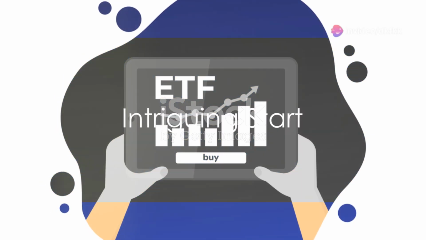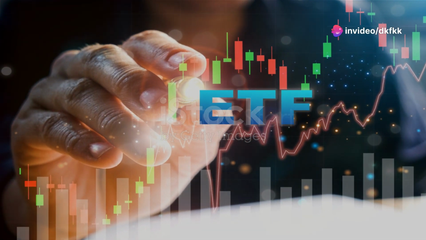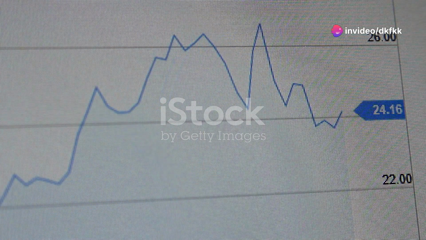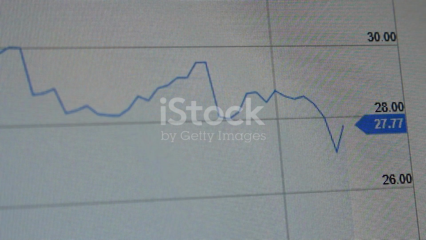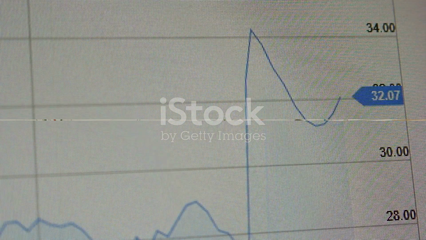Have you ever wondered which tech-focused ETF could turbocharge your investment portfolio? Today, we're setting the stage to compare two heavy hitters in the ETF arena, SCHG and VGT.